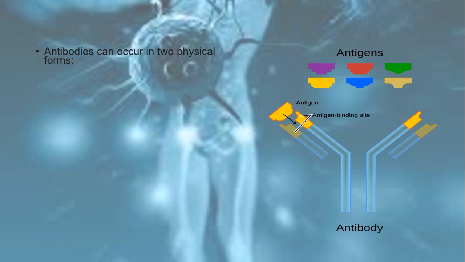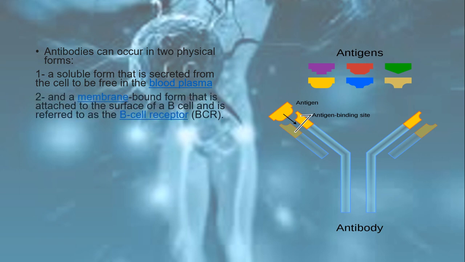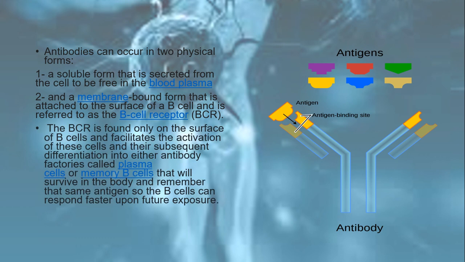The antibodies can occur in two physical forms. Usually the antibodies are present either in a soluble form, that is to mean they are secreted and released outside the plasma cell, and we can find them solubilized or located within the blood plasma, or we can find them still attached to the surface of the B cell. In this case, we call these antibodies B cell receptors when they are still attached to the B lymphocyte. The BCR, or the B cell receptor, is found only on the surface of the B cell.